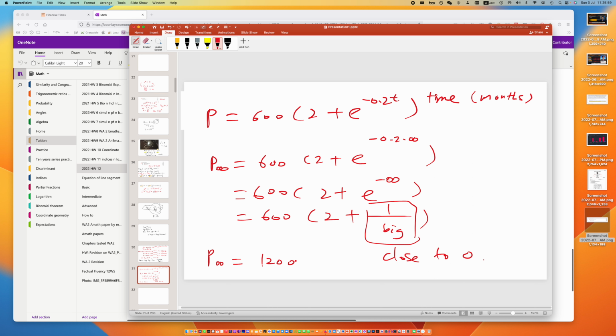Okay, I understand. So first thing first, do you understand why e to the power of negative infinity is going to be 1 over very big? So 1 over very big means, because if you try 1 over 1 million, it's like 0.000001, that's very close to 0, right? That's why I say close to 0. So 2 plus close to 0 is 2, right? So therefore, that's why I say P infinity is this. So you cannot look at the trend.